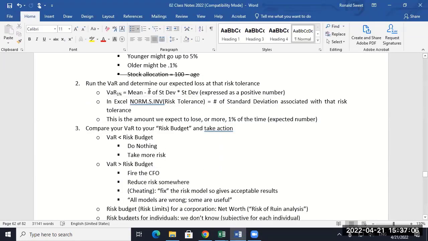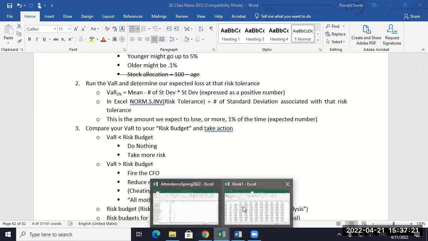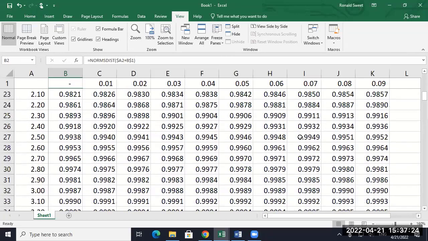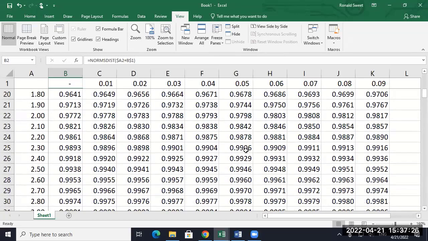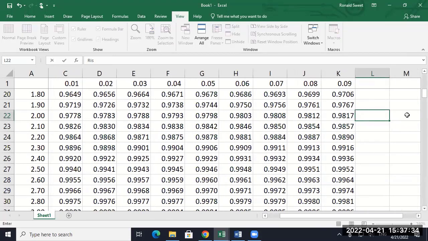And so if I tell you their risk tolerance is 1%, you're going to put 2.33 there. If I tell you that their risk tolerance is 5%, you're going to put 1.64 or 1.65 there. What if I tell you that their risk tolerance is 1.7%? What are you looking for in the table?